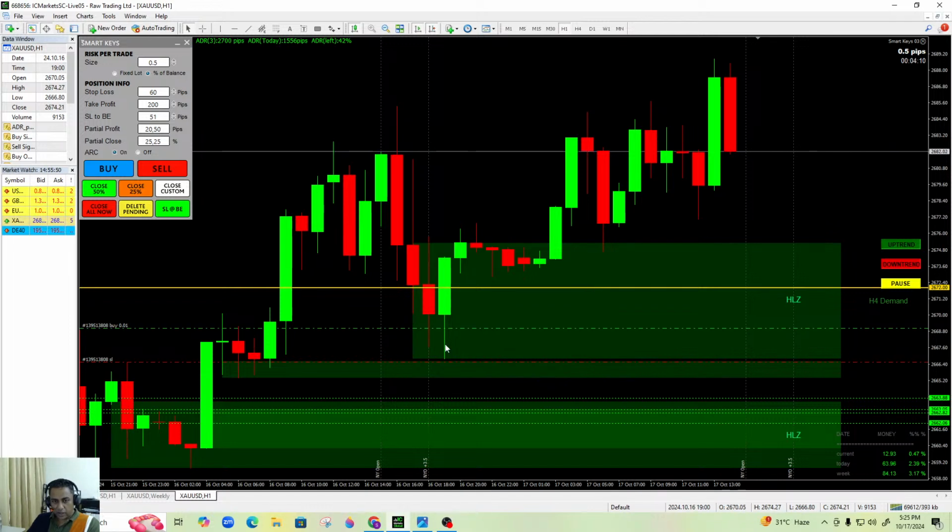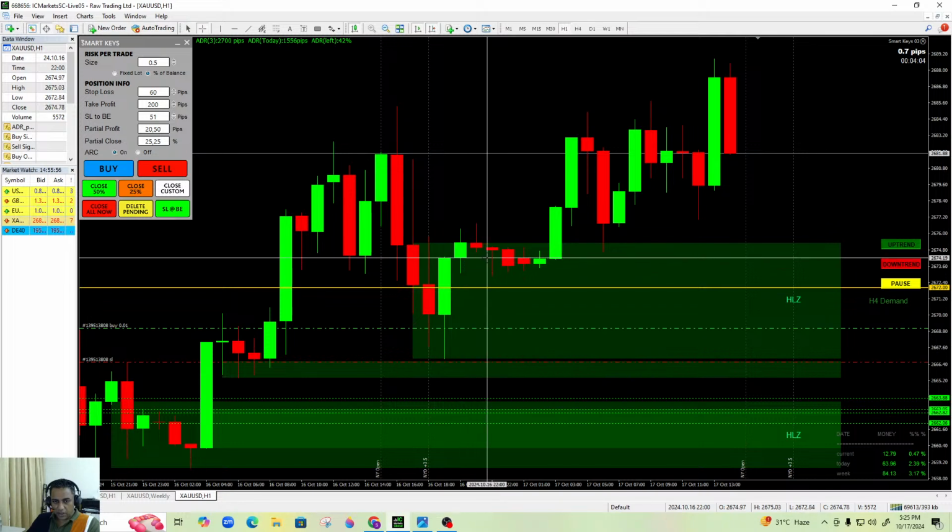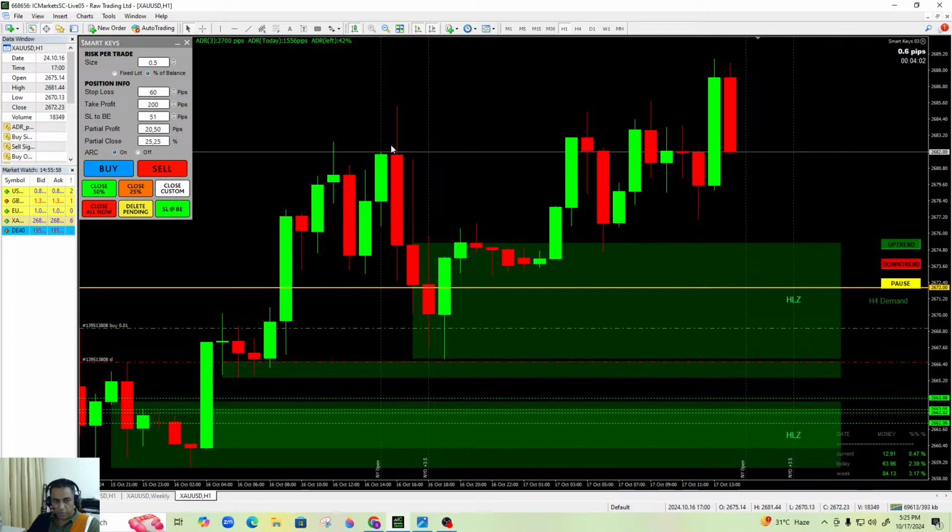Okay, on the 1 hour, I see this. This is a bullish engulfing candle, right? It's inside this zone and it's a bullish engulfing candle. And that candle is about a 74 pip candle. So I'm going to just mark that candle out, okay?